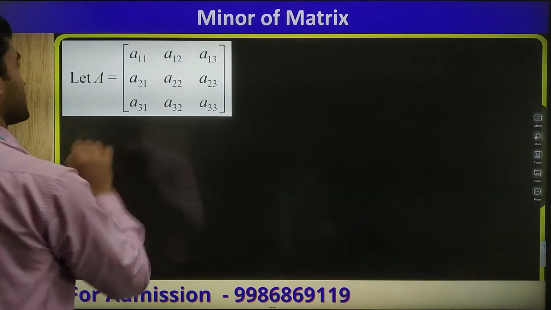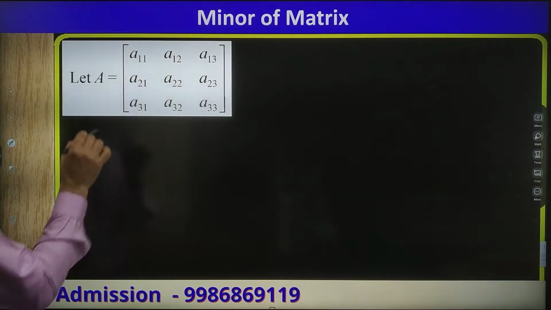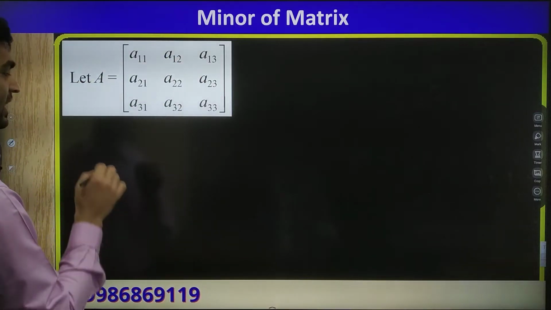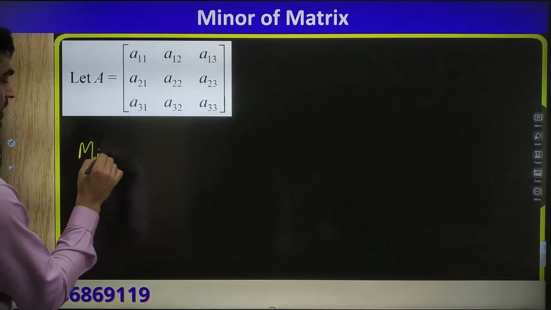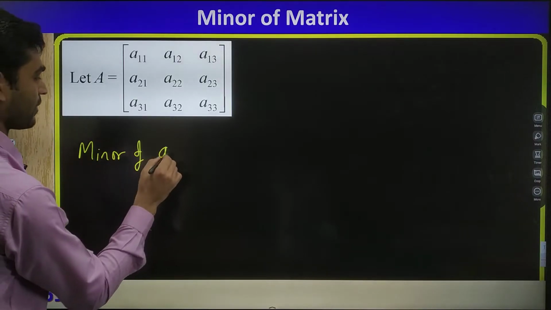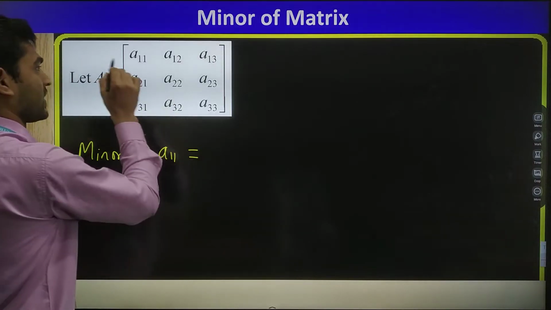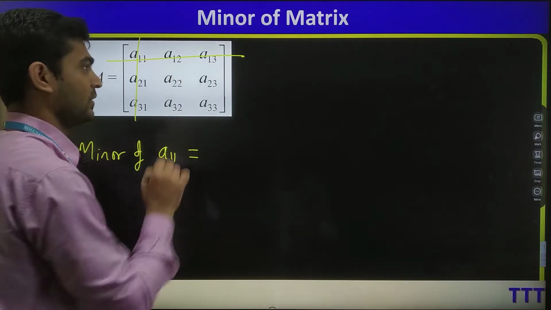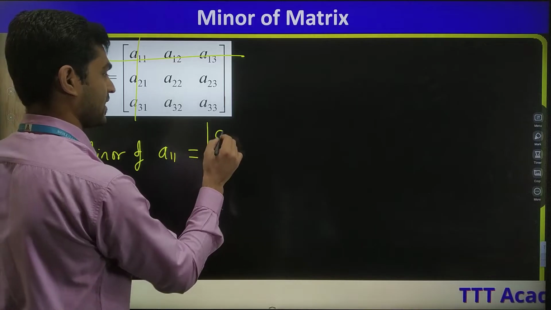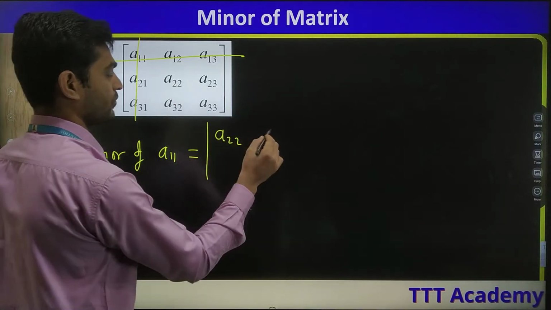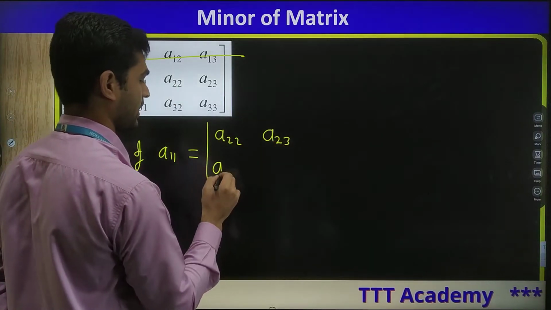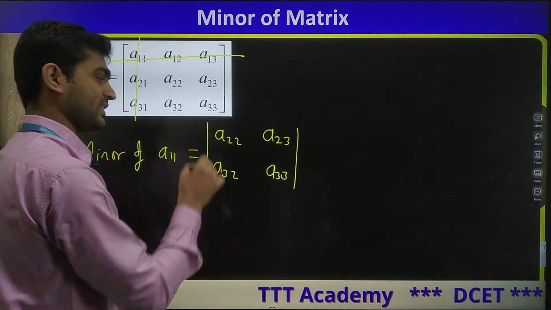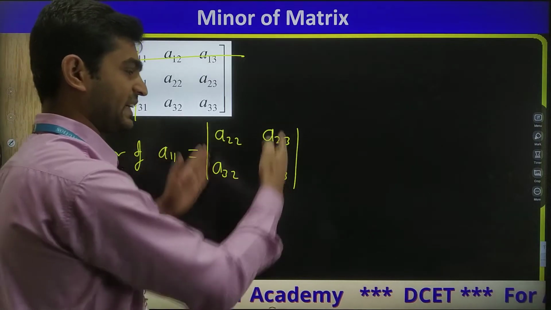Similarly, I am going to consider one simple example for you. Here let A be a matrix, then if you want to write a minor, minor of a11 will be equal to, if you cancel first row and first column, because we are writing the element 11, we will get a second order matrix, that is a22 a23 a32 a33. This we have written in the form of determinant.